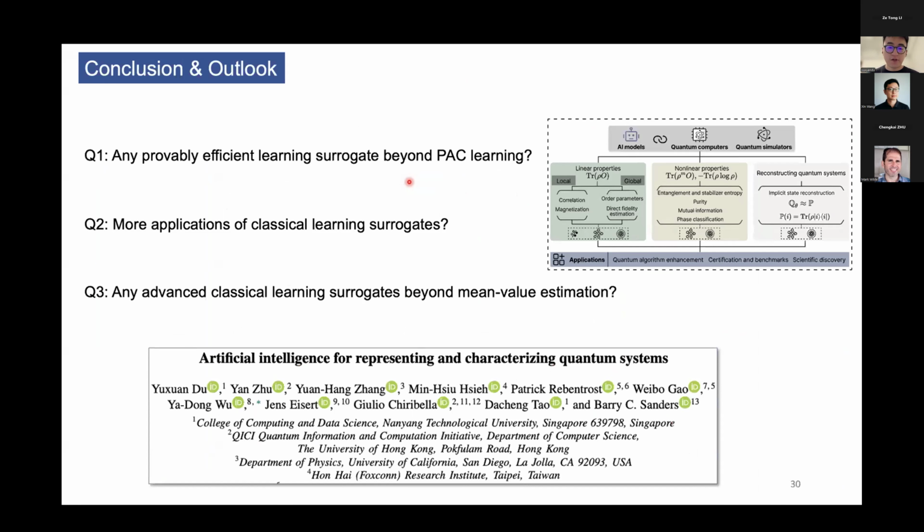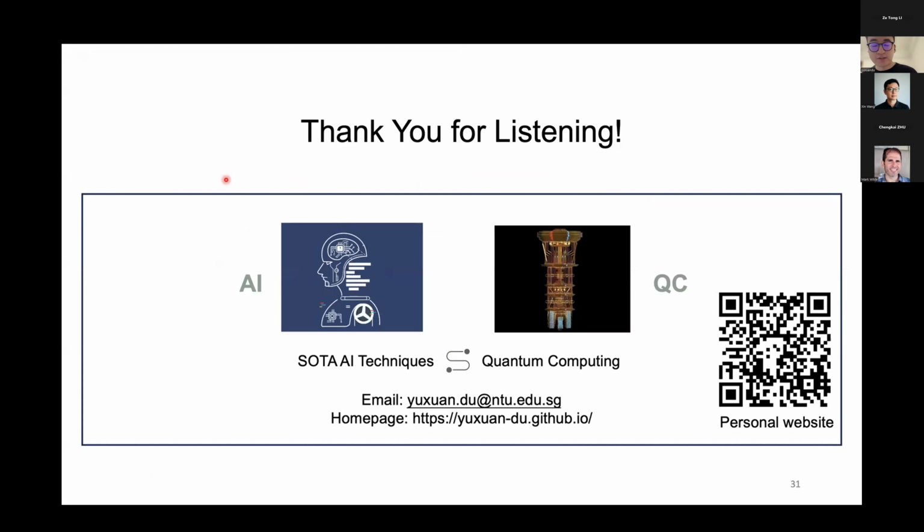Okay, and now at the very end, let me summarize this presentation. There are many open questions behind classical learning surrogates. The first one is: is there any provably efficient learning surrogate beyond the PAC learning setting that we focused on in our recent works? The second question is: are there more applications of classical learning surrogates beyond what we have explored? The third question is: is there any advanced classical learning surrogate beyond mean value estimation, for something like sampling tasks? Okay, that's all the content I'd like to share. Thanks for listening.